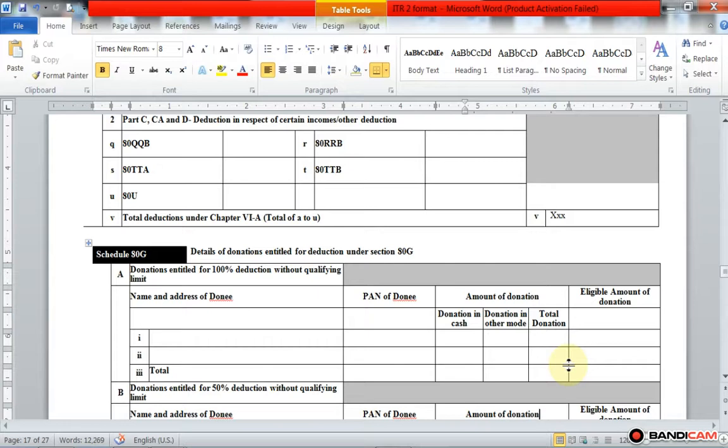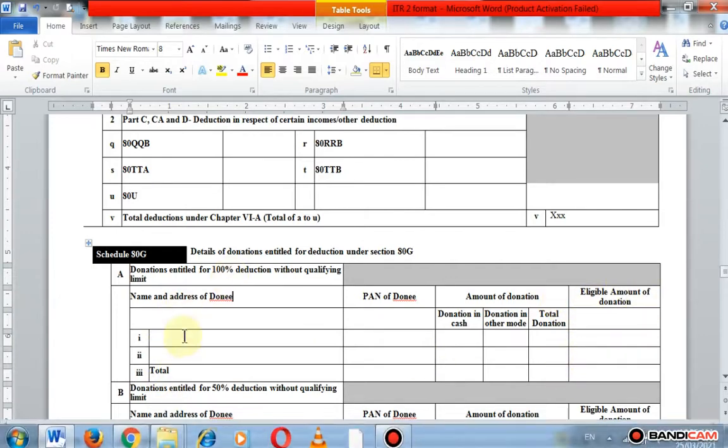If the donation is given to the Prime Minister's Earthquake Fund, Prime Minister's Tsunami Fund, National Fund for Communal Harmony, University of National Eminence, then National Blood Transfusion Council, then Prime Minister's National Relief Fund, 100% deduction is allowed, and the assessee will furnish the information in this column: name and address of donee, PAN of donee, amount of donation, and eligible amount for deduction.